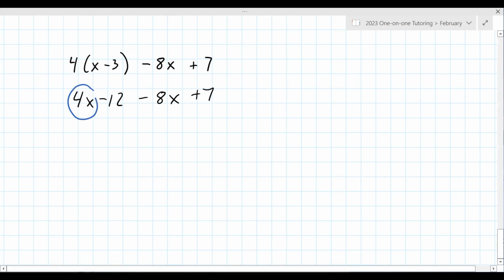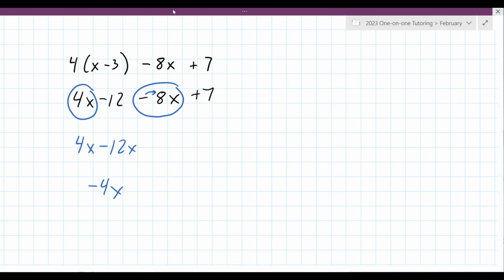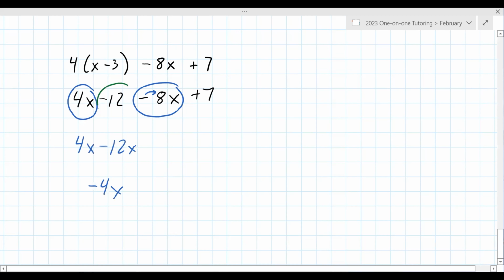You could circle 4x and minus 8x. See how this sign goes with it. Negative 4x. That's right. And if you need to, you can even just rewrite it. Now, what are the other terms? And again, the operator goes with the number. Negative 4x minus 12 plus 7. Yes. And what does that add up to? Negative 5. Good.